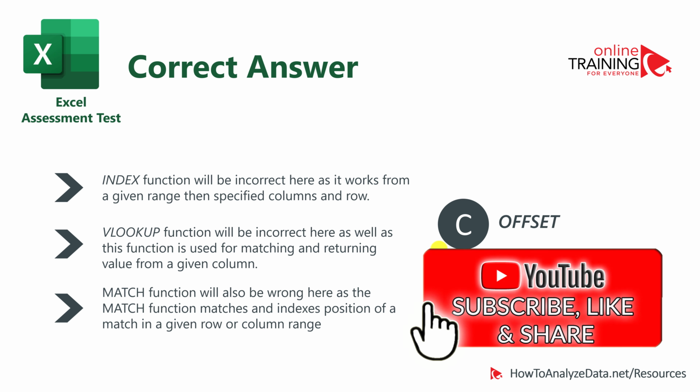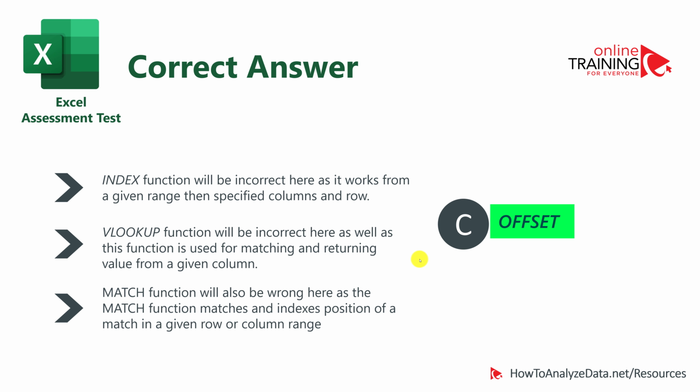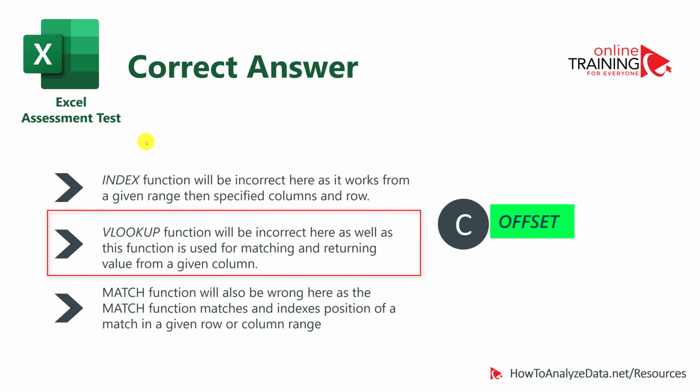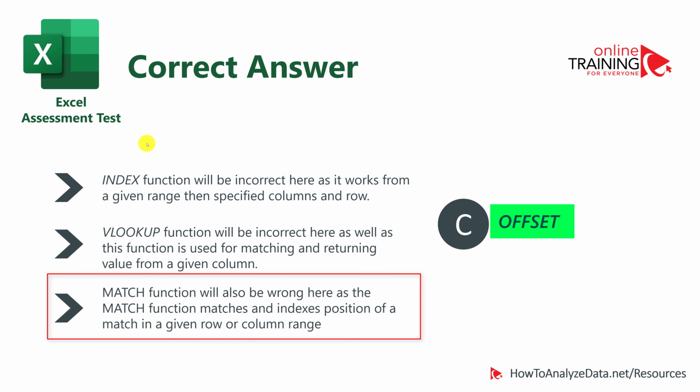Going back to our original question, you see that the choice C is offset, which is the correct choice here. And you can see that index function is not correct. VLOOKUP function is also not correct, and the match function would be incorrect as well because it matches and indexes position of a match in a given row or a column range. I'm pretty sure you got this one right. This was a tough one. This is more of the advanced question, and you need to have a knowledge of index, VLOOKUP, match, and offset and kind of understand the differences between those four choices.